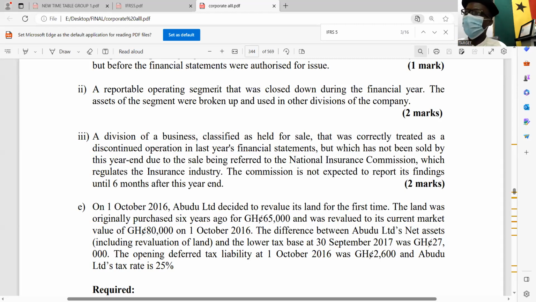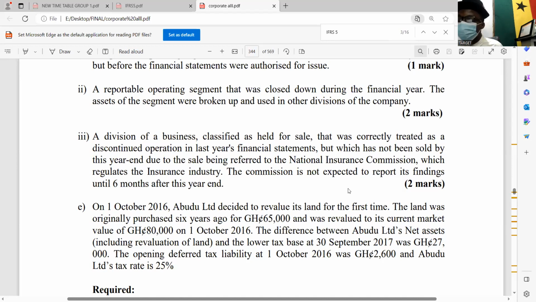Have you seen this one? We've answered it. You see, 1 year has elapsed. They classified it last year. So ideally, by the end of this year, we must sell the asset. But the asset is still there. But we need to take permission, as the regulations specify, from the National Insurance Commission. And they don't expect to bring their findings until 6 months after the year end. So it means that it will be 1 year, 6 months.